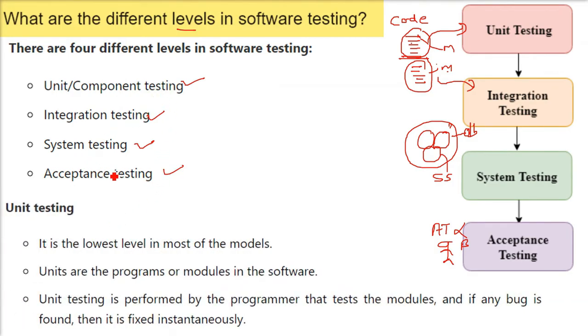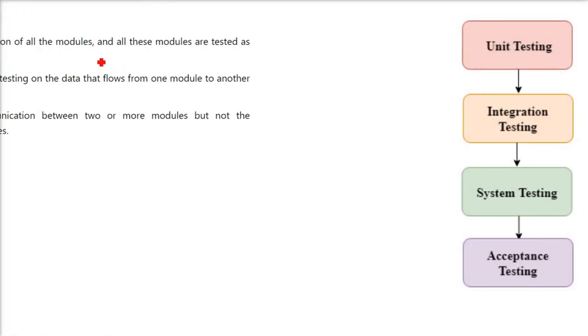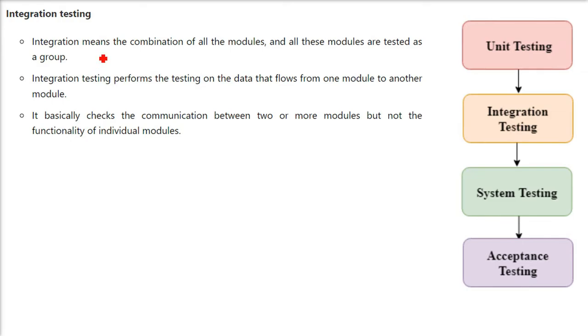Unit testing. As I said, this is the lowest level in the testing levels. A unit can be even programs, modules or components, because they have to give a certain result. Unit testing is performed by the programmer because he knows about the modules, he has written the module, and if any problem is there, he will fix it instantaneously. So once the unit testing is done, we go for integration testing, because now a few modules are created, and you combine them.